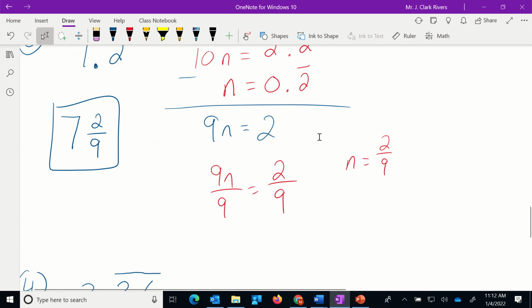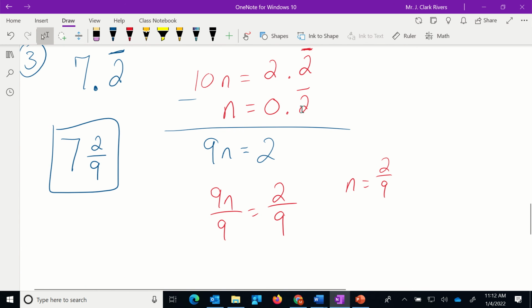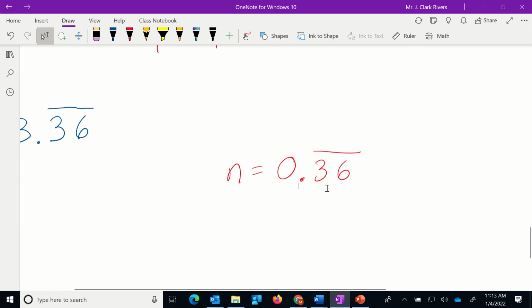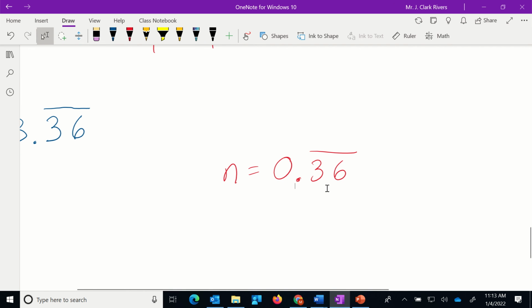Think back on the previous problem. We said we have one digit repeating, so we multiply by 10, so we slide that decimal one spot to the right. What do you think we have to multiply by here? Bella? 100. We have to multiply by 100. We have two digits repeating, therefore that decimal needs to slide two spots to the right.